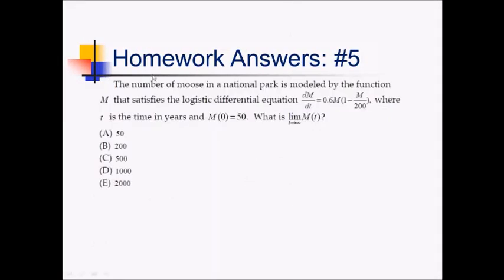For this problem, the number of moose in a national park is modeled by the function m that satisfies the logistic differential equation, dm over dt equals all this craziness, where t is time in years and m of 0 equals 50. All right, that's awesome. We want to know the limit as t approaches infinity of m of t. So the key on this one, two keys.